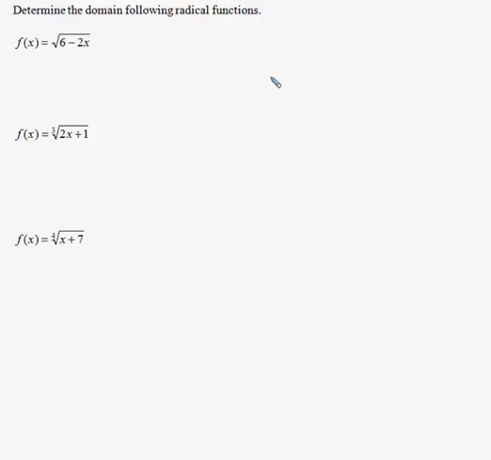In this problem, we're asked to find the domain of three radical functions. What domain means is list all x values so that when you plug them in, you would get a valid y value out. Since we're never dividing by a variable in this problem, we don't have to concern ourselves with division by zero. That's typically a thing that you look at when you're finding the domain of an equation.